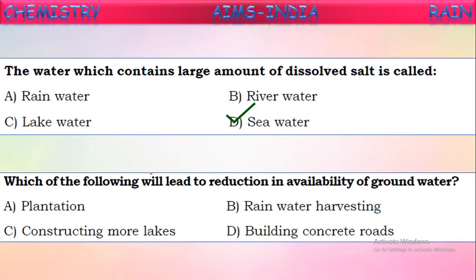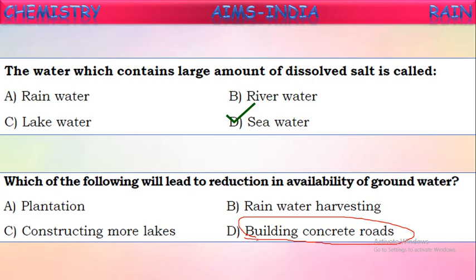Constructing more lakes? This also causes the preservation of water. It increases the groundwater level. The only reason here given is building concrete roads. What happens when you build more concrete roads and more concrete buildings? There will be no possibility for rainwater to sink into the soil. When there is no sinking of rainwater into soil, what happens? That rainwater completely flows back into the oceans and rivers.